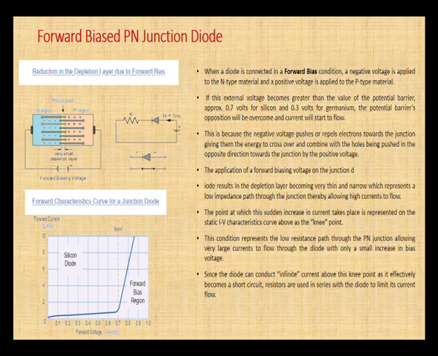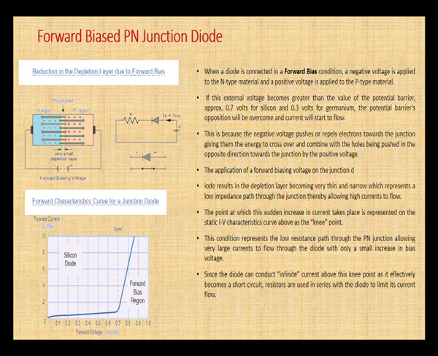Next we move on to forward bias. In the forward bias, the P type of the PN junction is connected to the positive terminal of the external voltage and the N region is connected to the negative terminal of the external voltage. Let us see what happens when we connect in the forward bias.